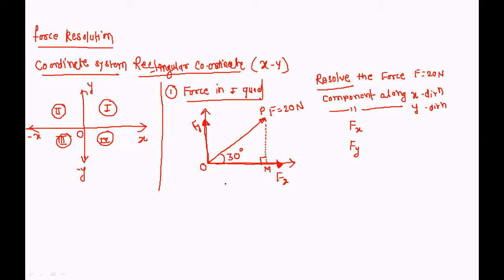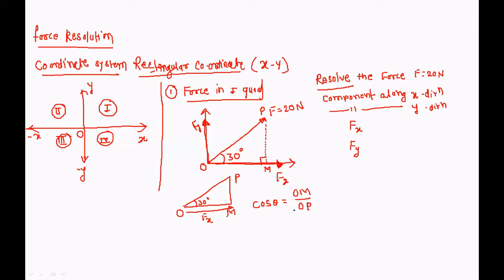Okay, so use the trigonometry in this right angle triangle OMP. So I will draw the triangle. So this is your point O, this is the point M, and this is the point P. This angle is 30 degree. Okay, and this OM side is nothing but the x component. Okay, so as OM is the adjacent side, we will use cos theta. So cos theta is equal to adjacent, that is OM, divided by the diagonal, that is OP.